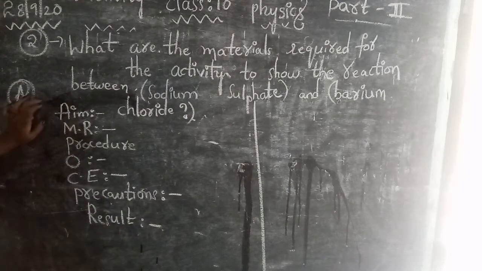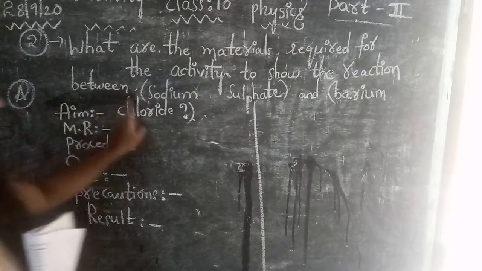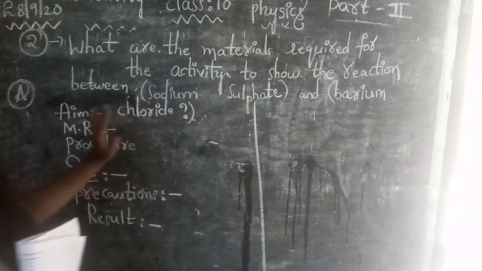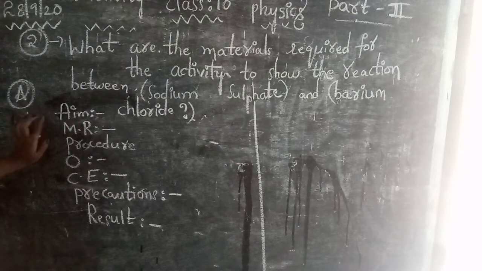So the first one is the aim: to prove the reaction between sodium sulfate and barium chloride. What is the nature of that solution, whether it is acidic or basic? Let us see.